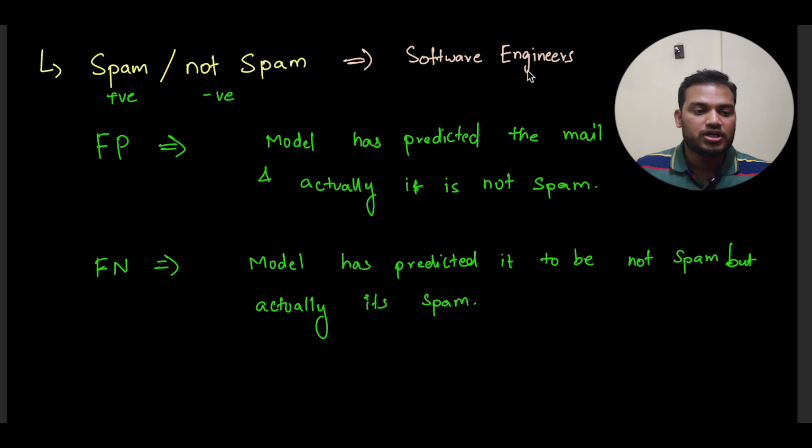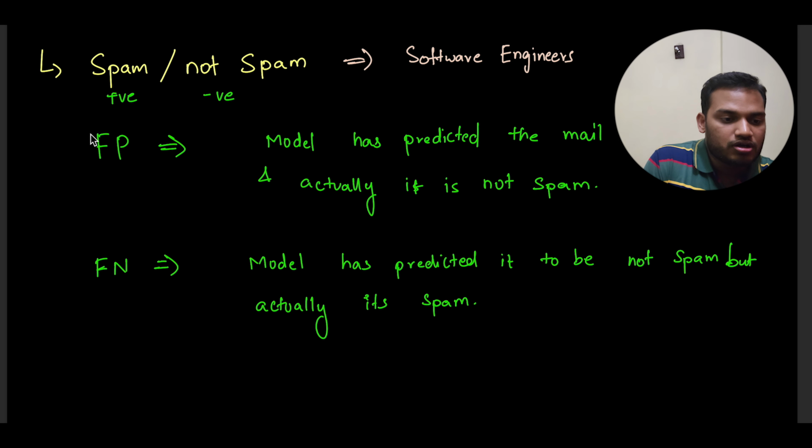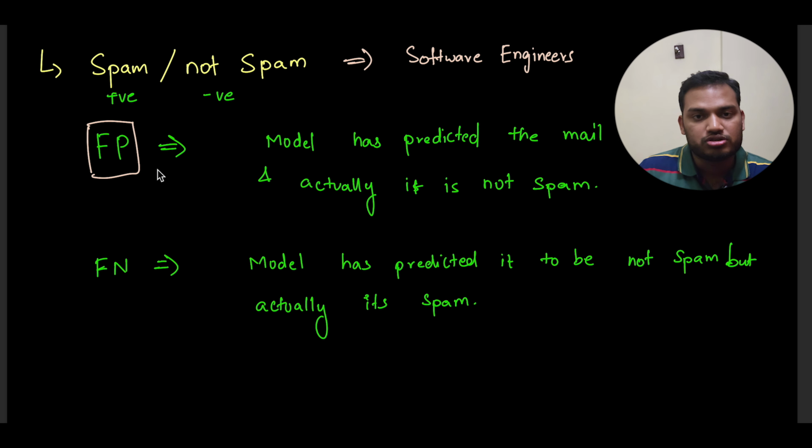So in case of spam and not spam, basically if we see false positives, how is it impacting one software engineer? False positive means that the model is predicting some legit mail to be spam, right? That means that, let's say, there is some meeting link sent by a manager. The manager has sent it to all the team members, right? Now all these team members will be joining in time, but this guy's mail went to the spam box.